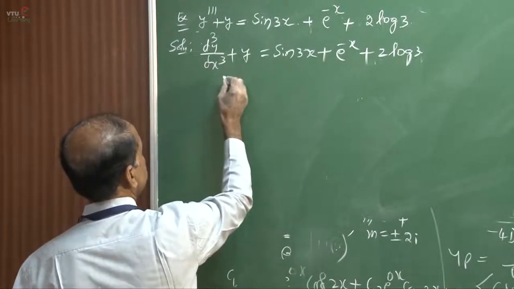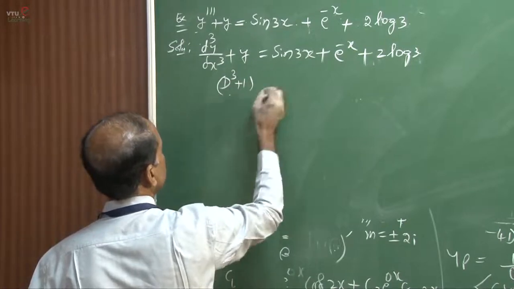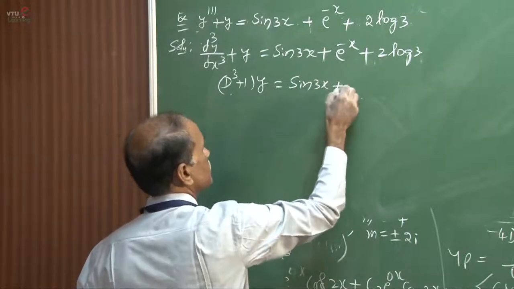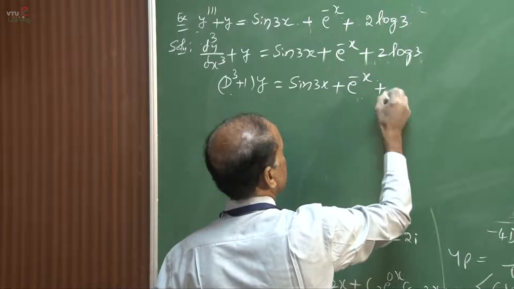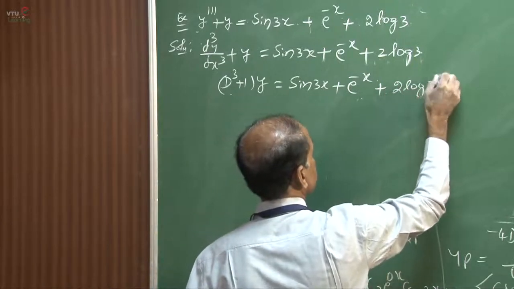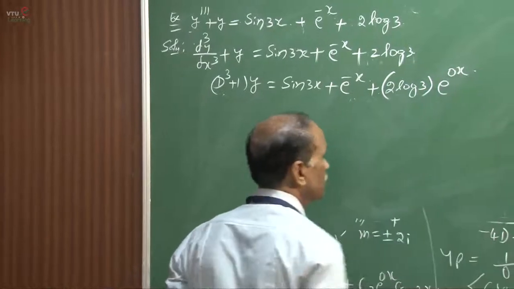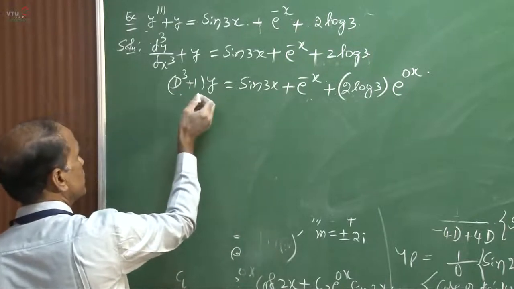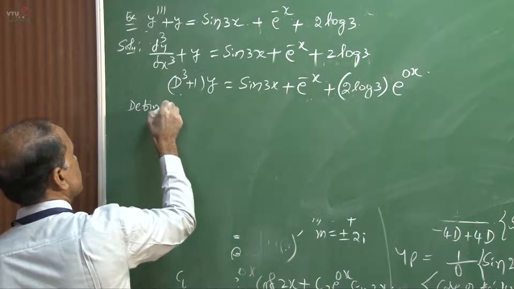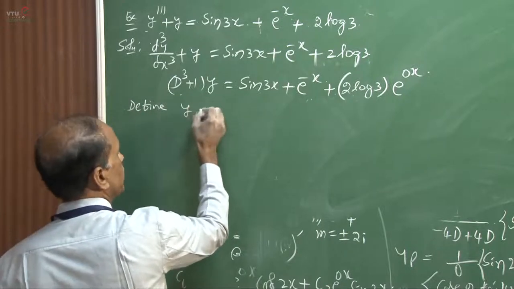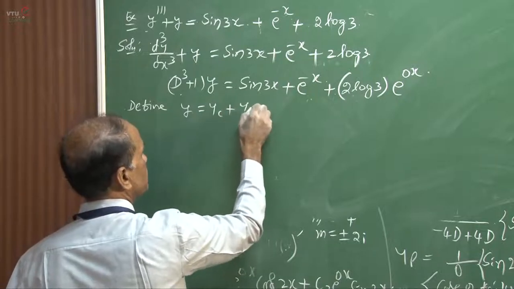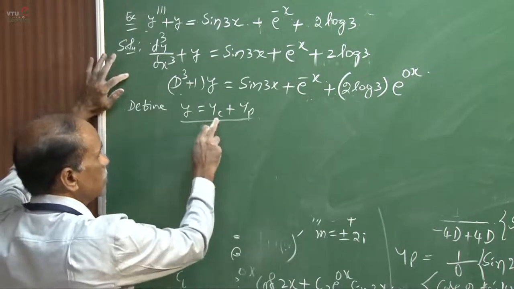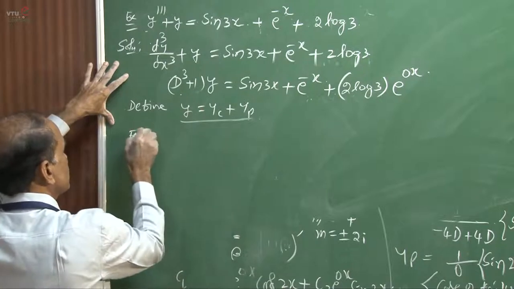So what is this in the standard form? That is D cube plus 1 operating on y is equal to sin 3x, correct? First term, second term is e to the power minus x, and plus this is 2 times log 3 multiplied by e to the power 0 into x. So here this is a combination as a general solution. Define general solution: y as a general solution is a combination of complementary function plus particular integral, y is equal to yc plus yp.